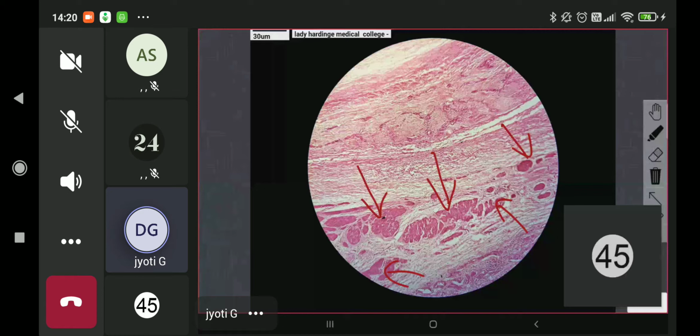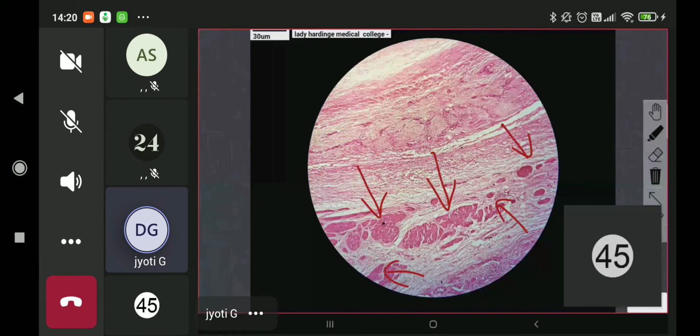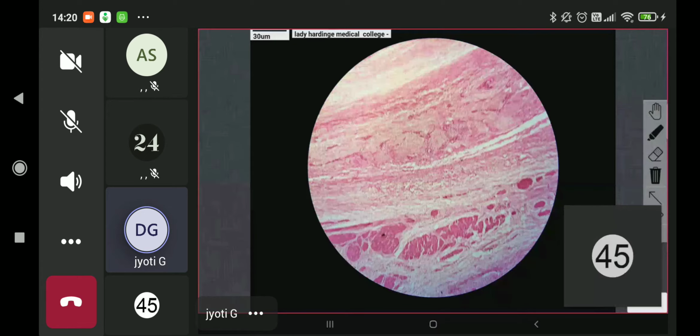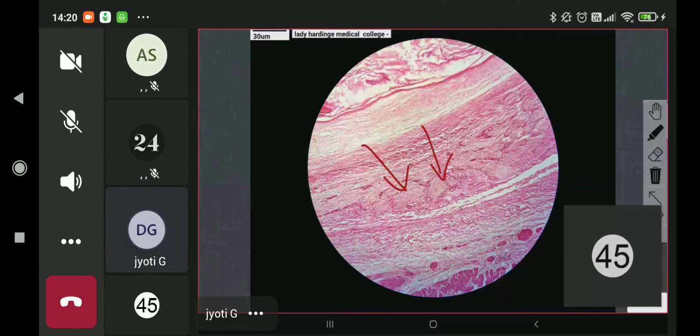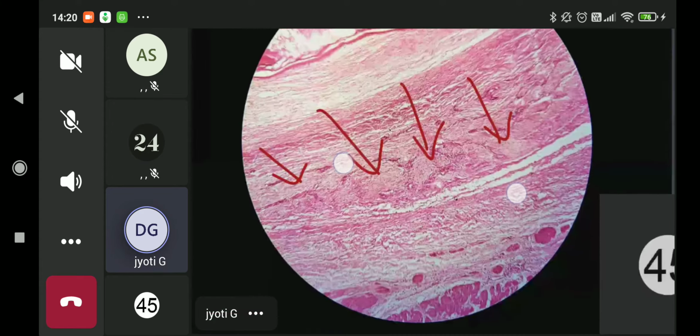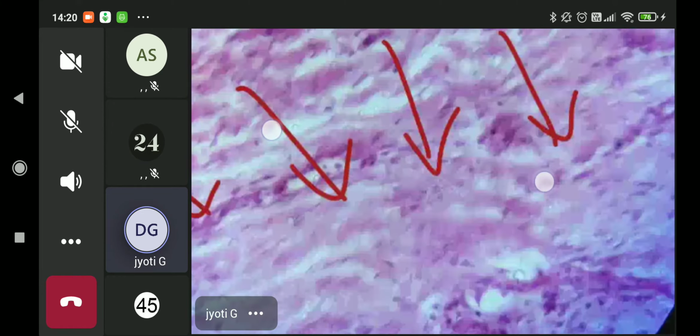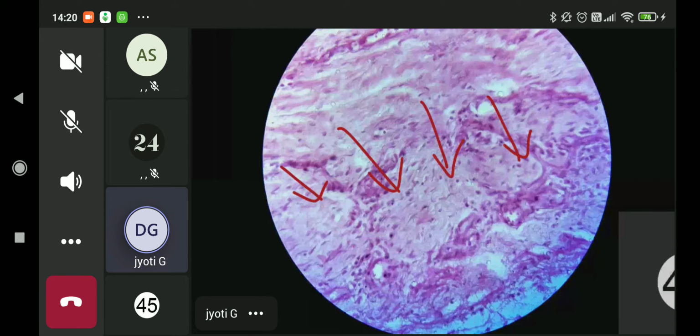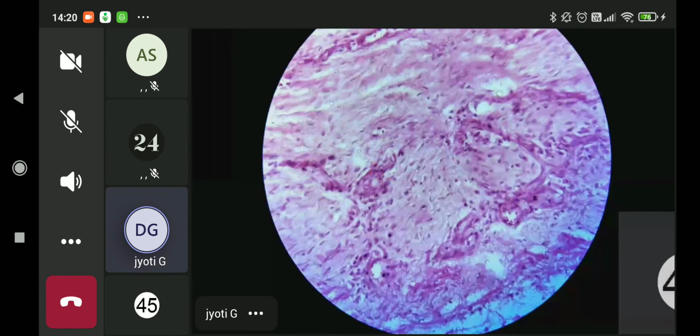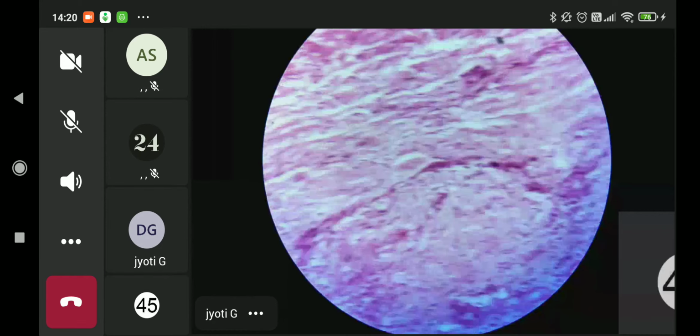Yes? Okay. And in the same field, what can you see here? What are these? This is nerve. Okay, nerve bundles. So nerve bundle again is ectodermal in origin. Okay. Nerve bundle is ectodermal in origin. Can you see wavy nature of cells?